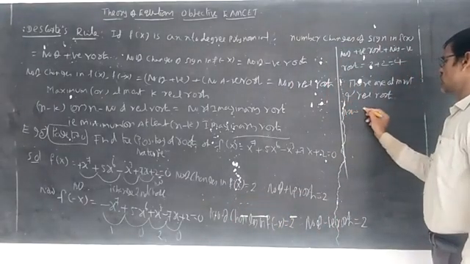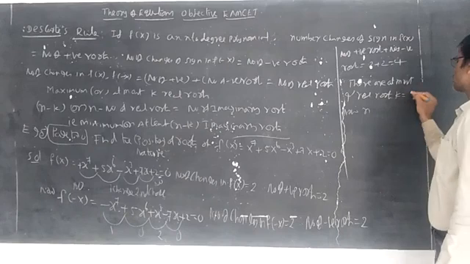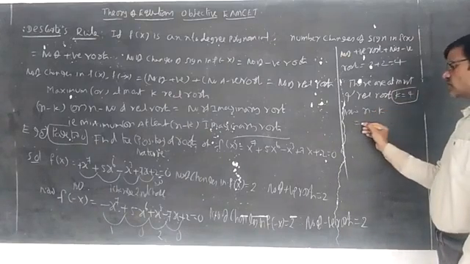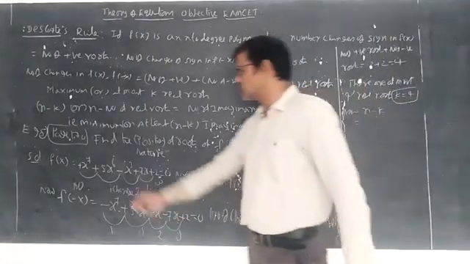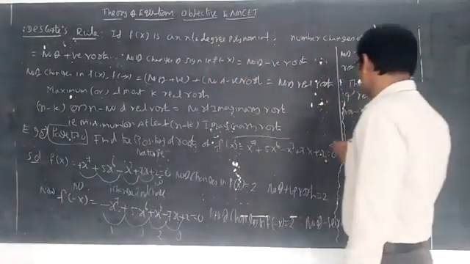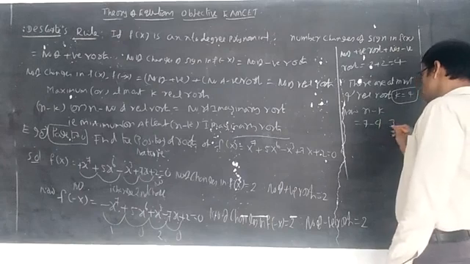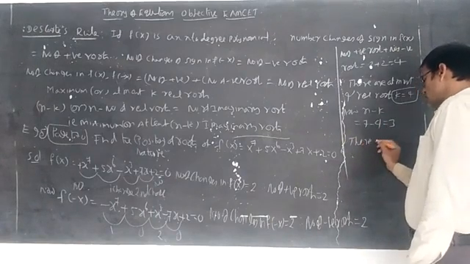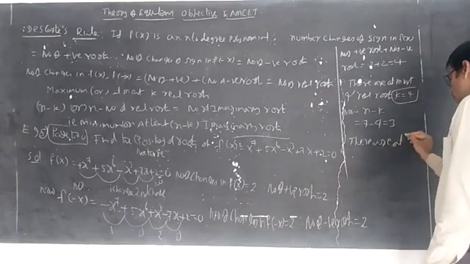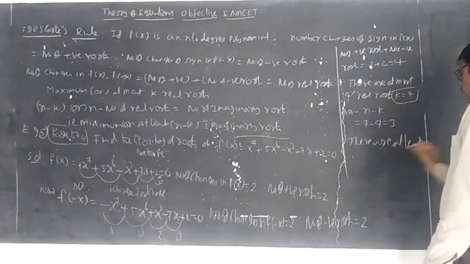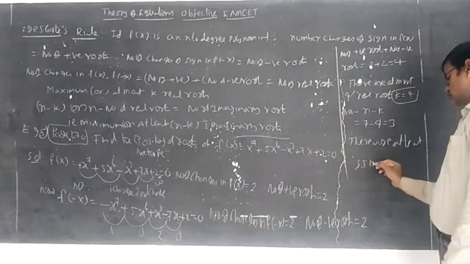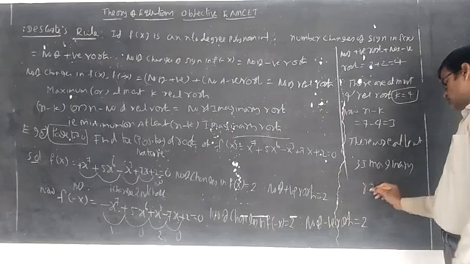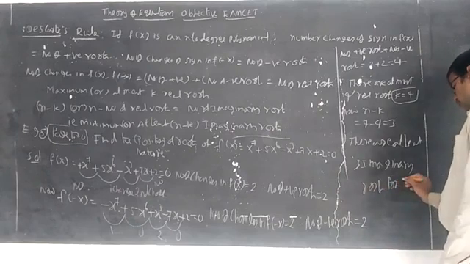Now n minus k. So k is equal to 4, we got according to the rule. N minus k, here what is n? N means the degree of the polynomial, 7. So 7 minus 4 is equal to 3. Therefore, you can write here: there are at least 3 imaginary roots for f of x.